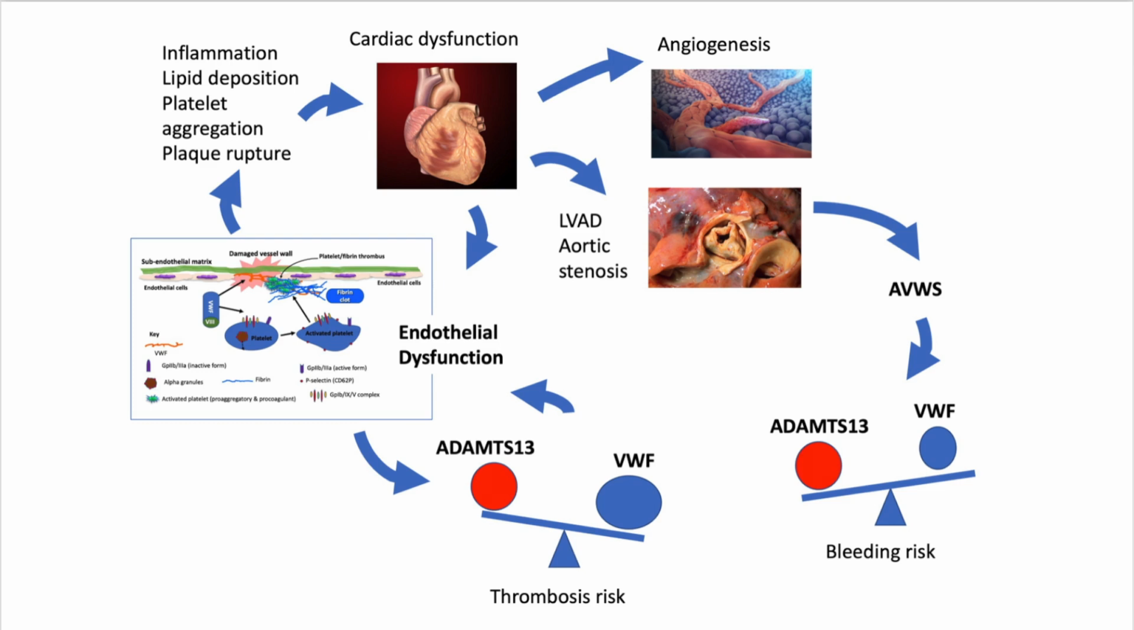Endothelial dysfunction can occur through various mechanisms in cardiac disease, but essentially if you get an increase in von Willebrand factor due to an activation of endothelium, you can get the same sort of events that I mentioned before in terms of angiogenesis. You can also get an increase in von Willebrand factor to ADAMTS13, representing a thrombotic risk. But in some conditions, for example, in left ventricular assist devices, or in aortic stenosis, or even in some congenital disorders of the heart, you can get an acquired von Willebrand syndrome. And then in this case, you have a loss of VWF, or a reduced VWF to ADAMTS13 ratio.